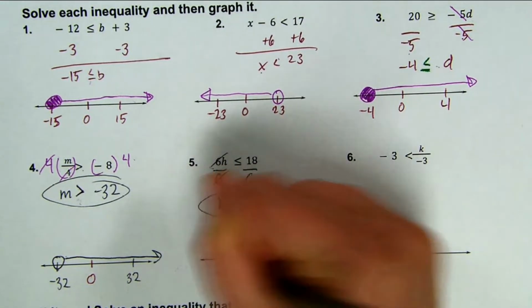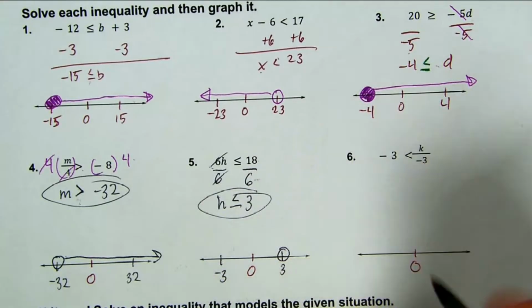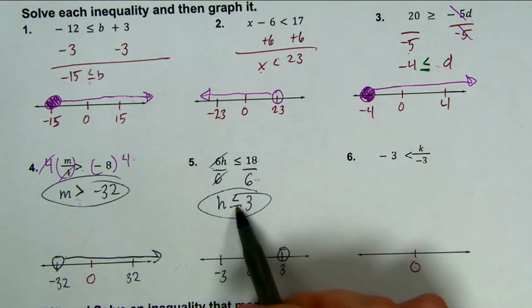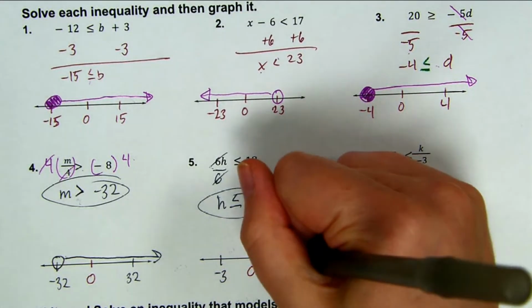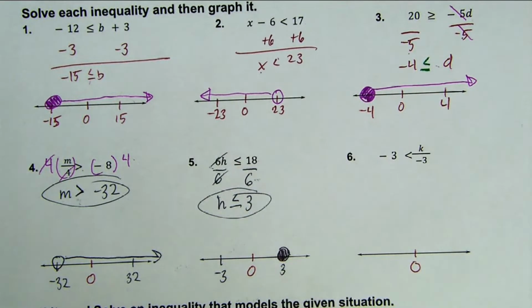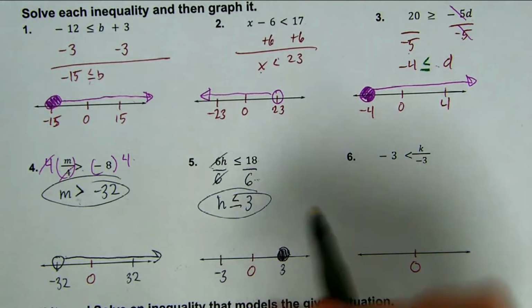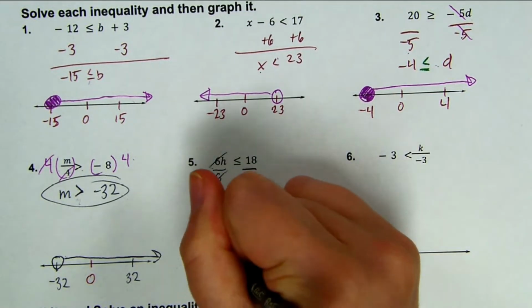I need to place my circle at 3. Now, because this is h is less than or equal to, h could equal 3. So I'll go ahead and shade this in on the number line. Now, h could also be numbers smaller than 3. Smaller numbers are off to the left side, so I'll draw my arrow going to the left.